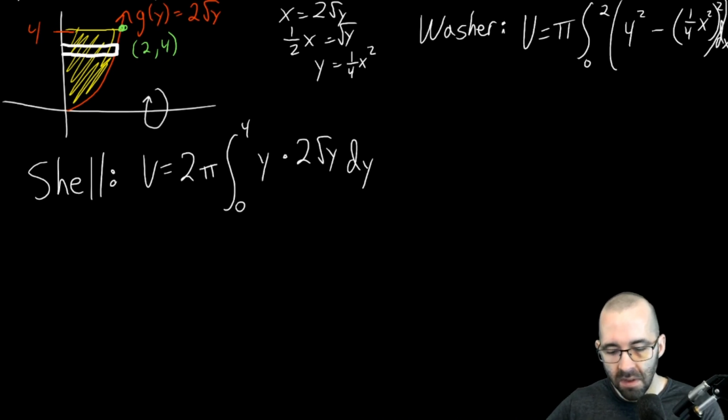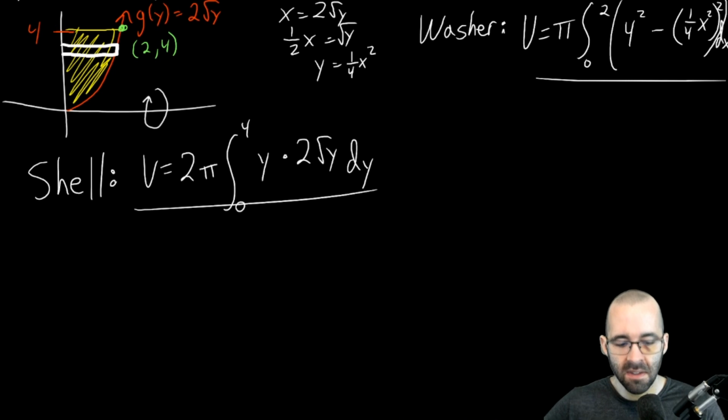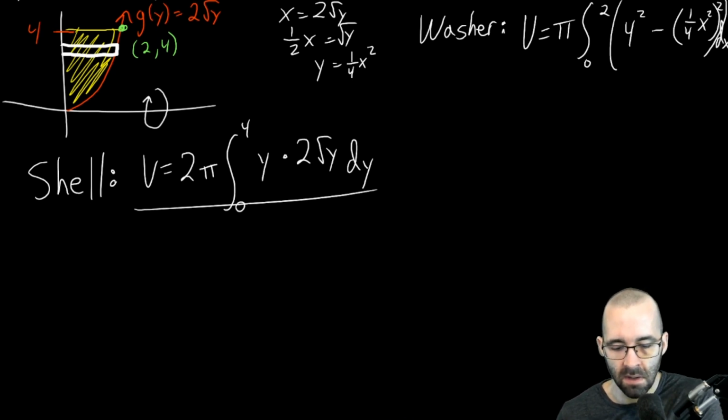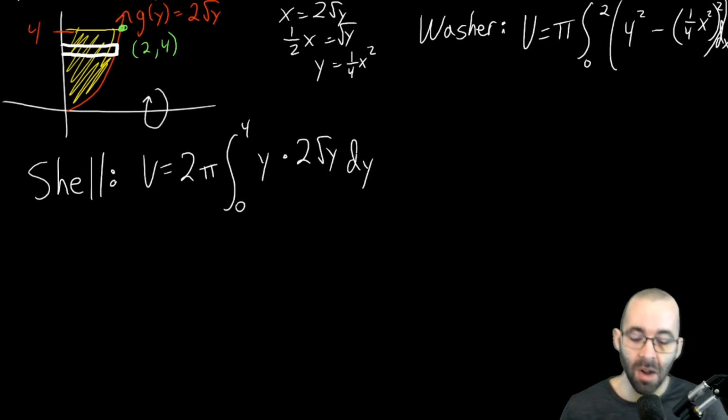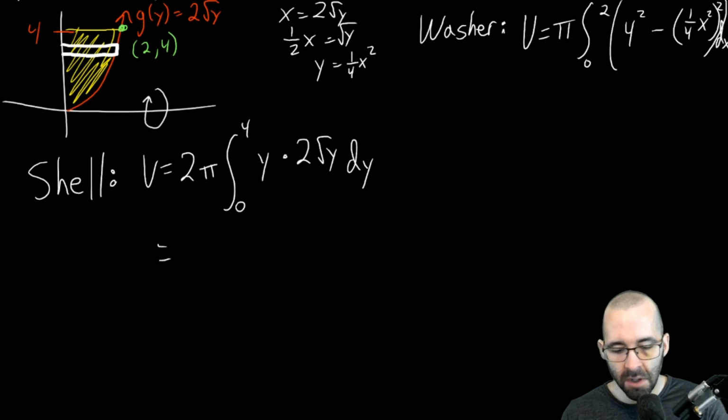So again, both of these methods work. And the second one's not even awful, but it just takes a little bit more work. Shell and washer method, both A-OK here. We're just going to only do the shell here. But you could do this out and you should get the same answer. That would be good practice.